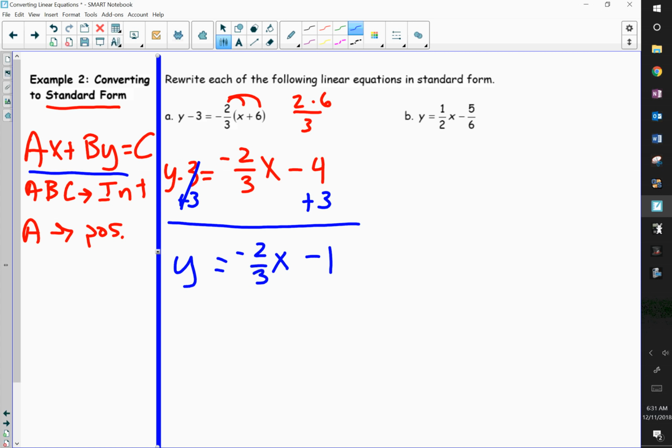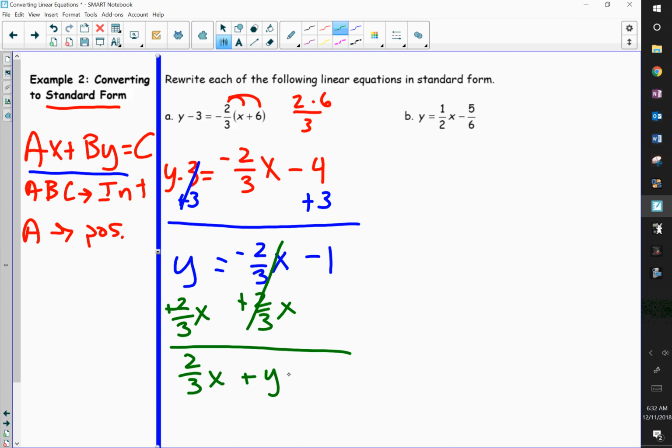To get it into standard form, I'm going to add 2/3 x to both sides to get the x and the y on one side. 2/3 x plus y equals negative 1. Almost finished. I have the x and the y over on the left-hand side. I have the numbers on the right-hand side. Only problem is 2/3 is not an integer.